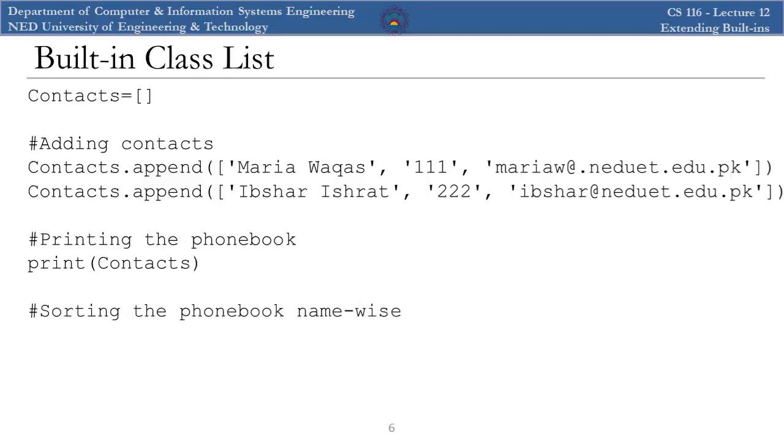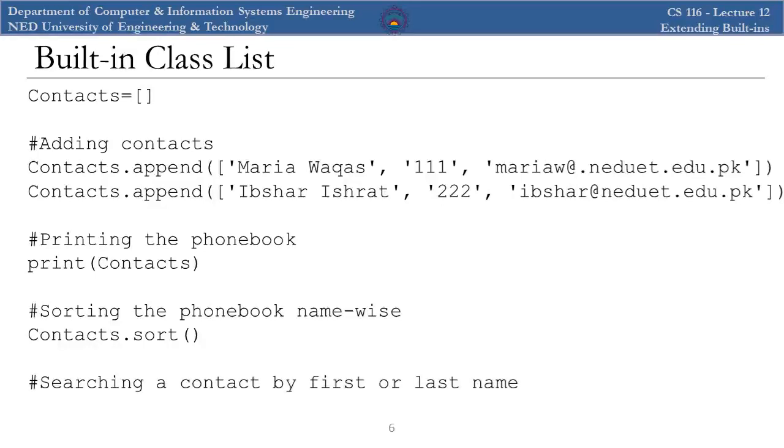And if I want to sort these records, a list class also provides a built-in method, sort. So I only have to call this method sort, and that will sort the list. Now, as I told you, this searching method is not available with class list. So if we are going with this approach, we'll have to implement that function by ourselves, right?